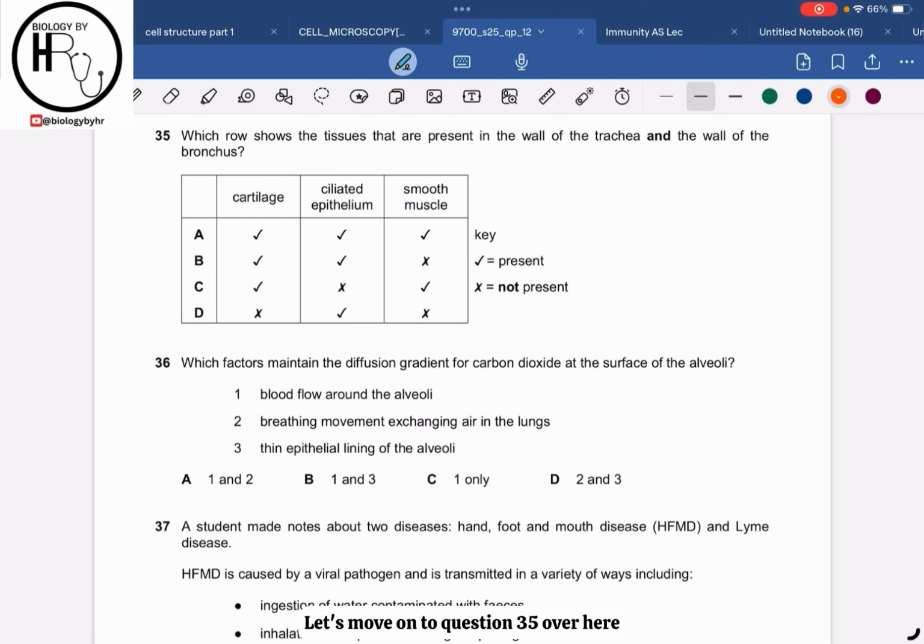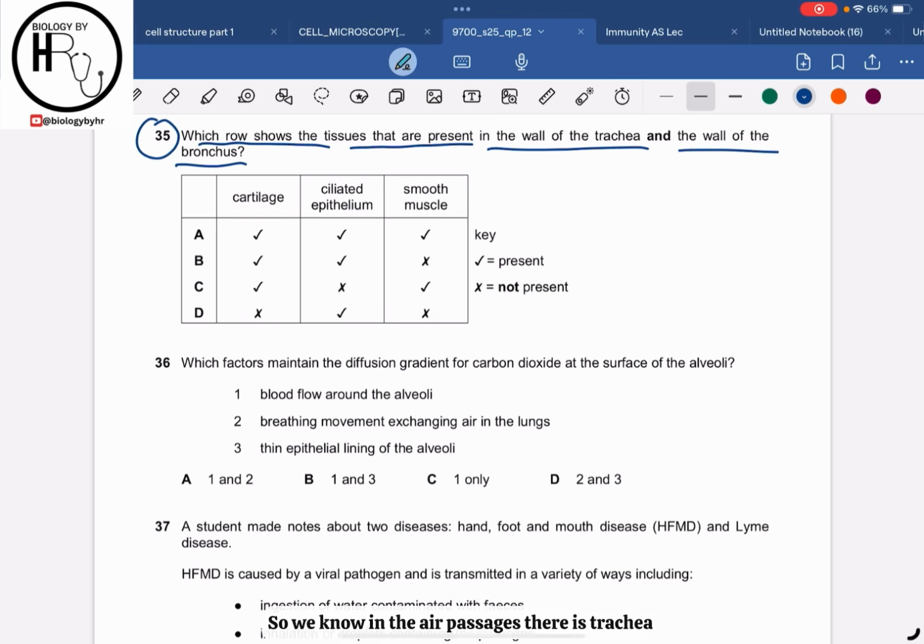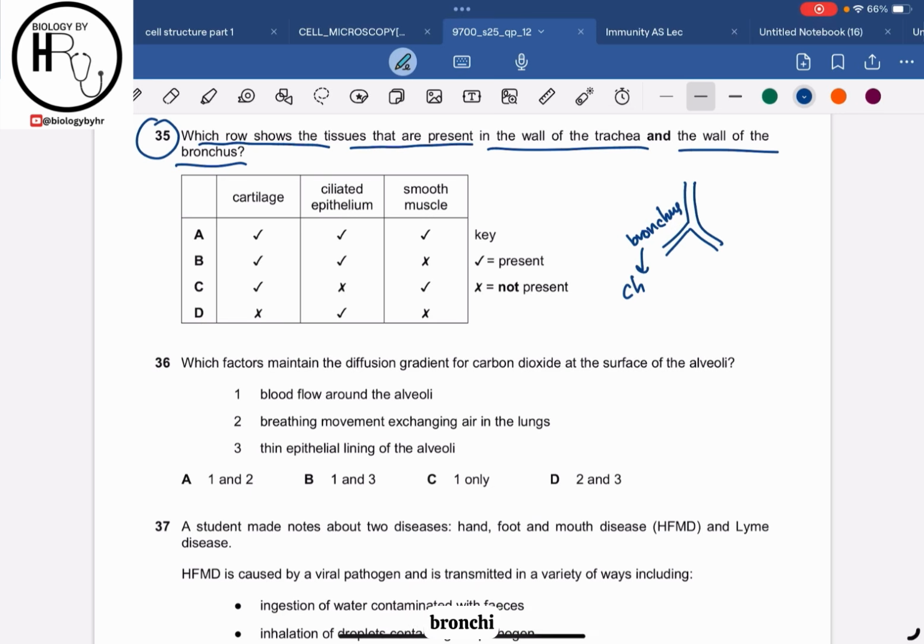Let's move on to question 35 over here. Question 35 basically says, which row shows the tissues that are present in the walls of the trachea and the walls of the bronchus? So we know in the air passages there is the trachea, and the trachea then bifurcates or divides into the bronchus, which has a plural known as the bronchi.